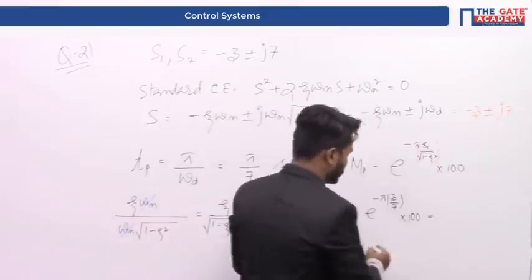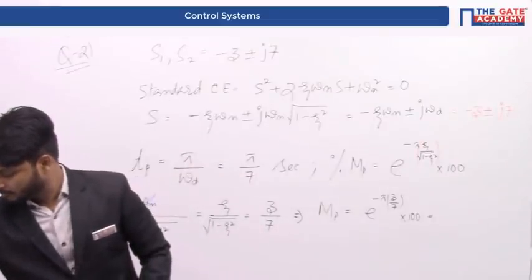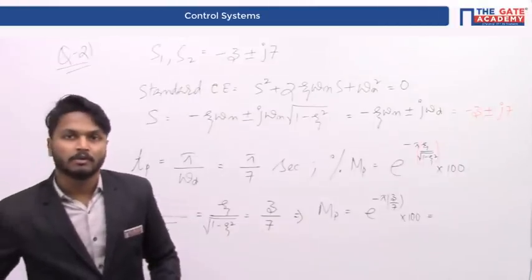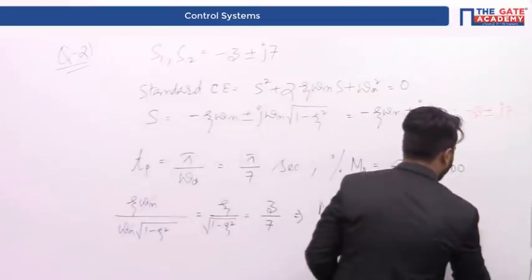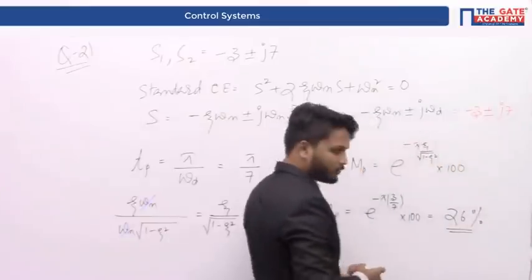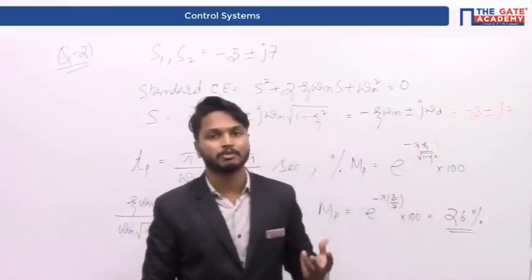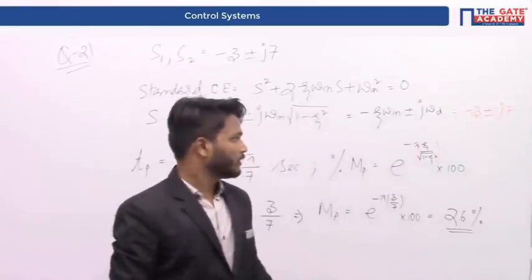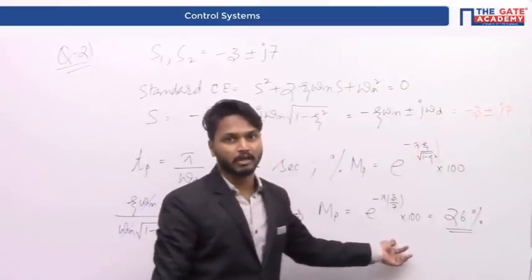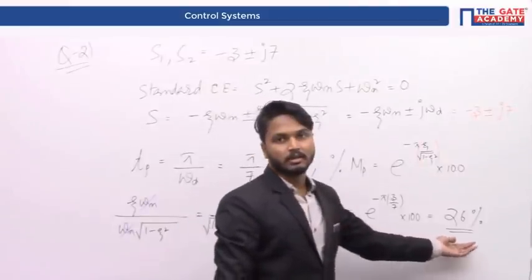If you calculate this, you will get it to be 26%. Please try to use the GATE calculator only wherever the calculations are necessary, so that you will get habituated to that particular calculator. The online calculator is already available with you as an Android app. Therefore, the percentage of maximum peak overshoot is 26%.